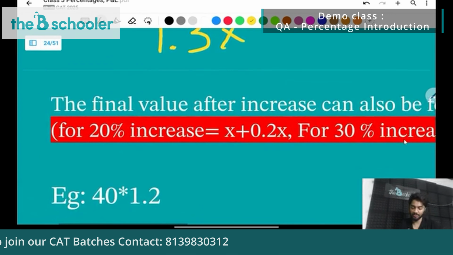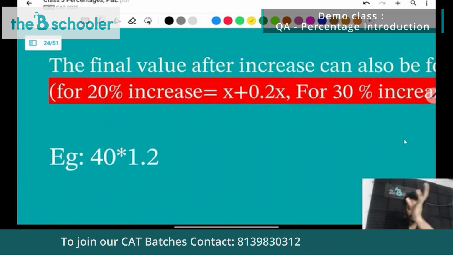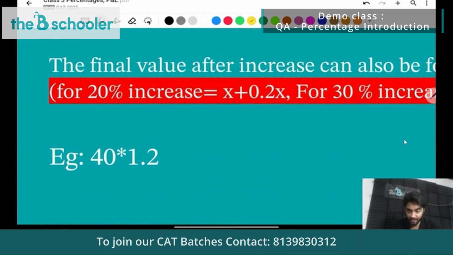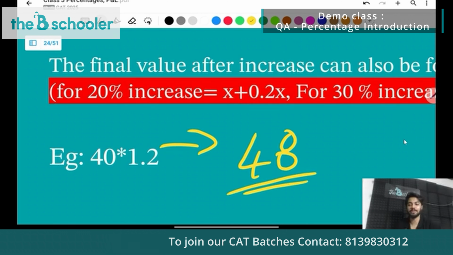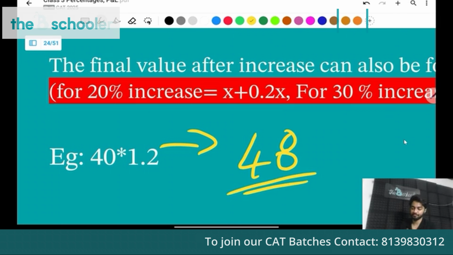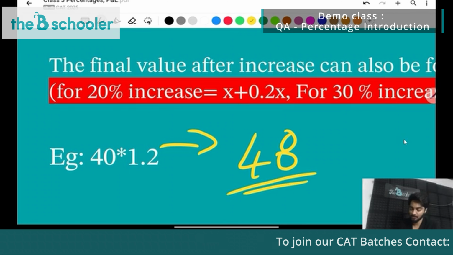Is that clear? So in this case, instead of doing all the other things, finding 20% of this, if you simply do 40 into 1.2, you get 48, which is the 20% increase from 40. Is that clear? This is very useful. This is going to be very useful to you guys once we start speed distance time, especially speed distance time. Why? We'll say that speed went up by 10 percent, you would do 1.1 times the initial speed. Is this clear?